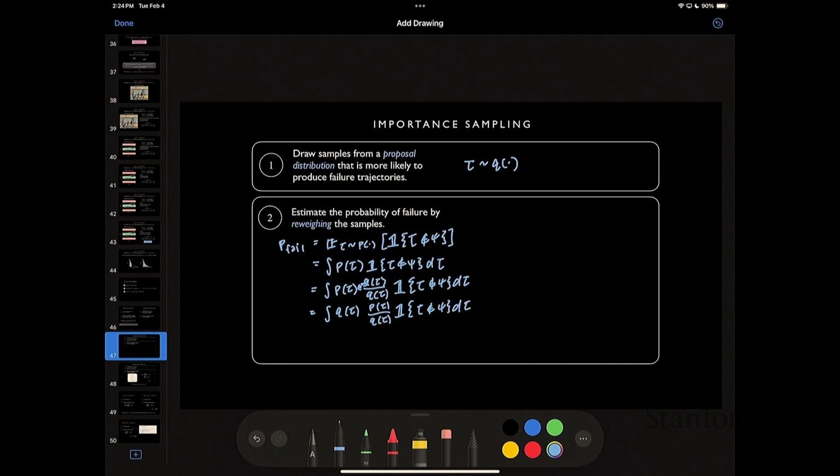Okay, and so this might look a little bit like this equation, where for the expectation, we take the density that we're sampling from, multiply it by the thing that's inside the expectation. So this is actually equivalent to the expectation, if we were to draw samples from Q of tau, of what's in here. So of P of tau over Q of tau times this indicator.